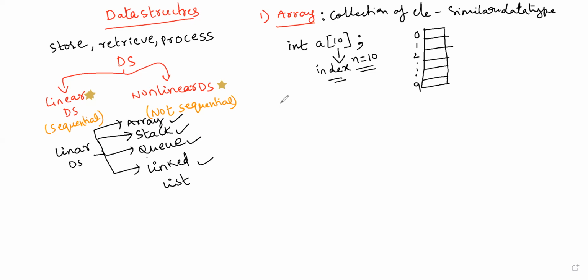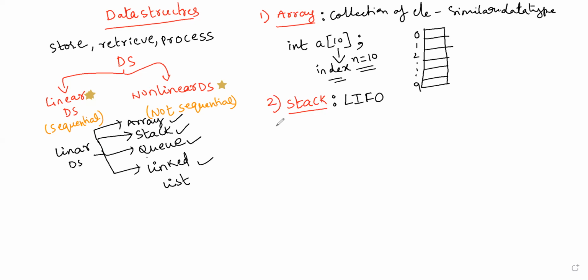Second one, what do we have? Stack. What is meant by stack? Stack is a linear data structure which follows LIFO. LIFO means last in, first out. So stack is a linear data structure which follows last in, first out.